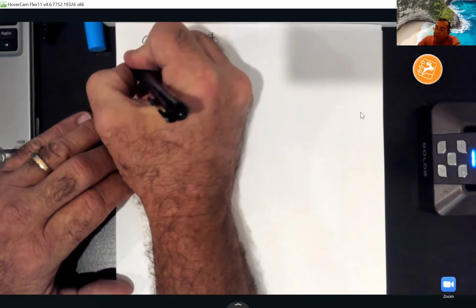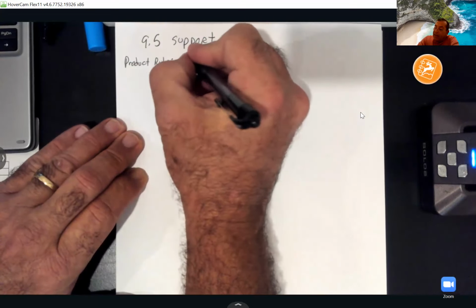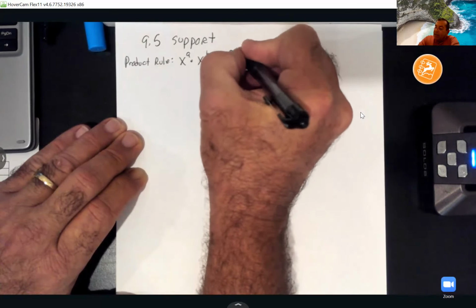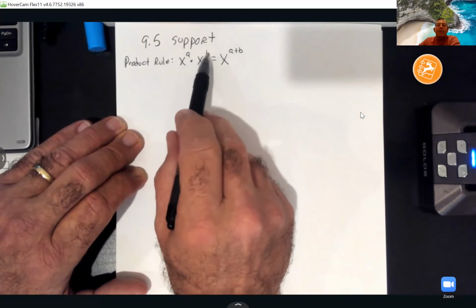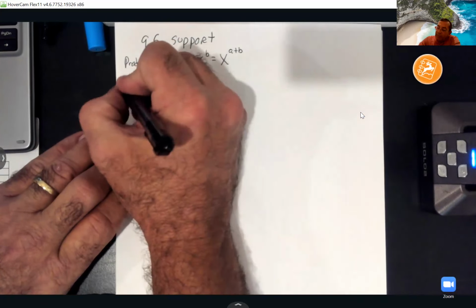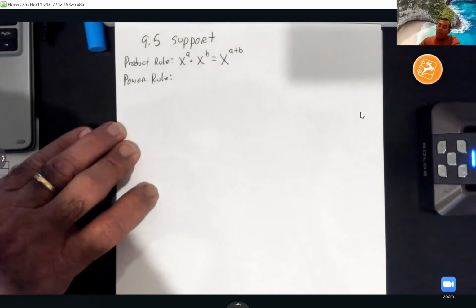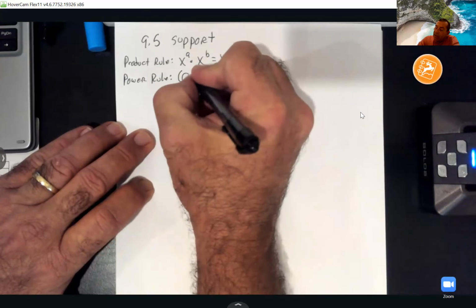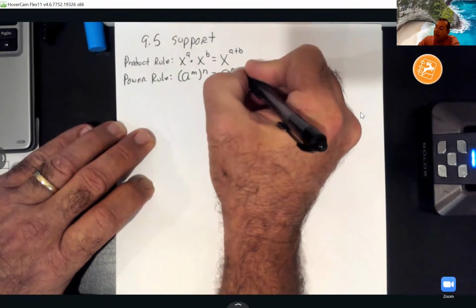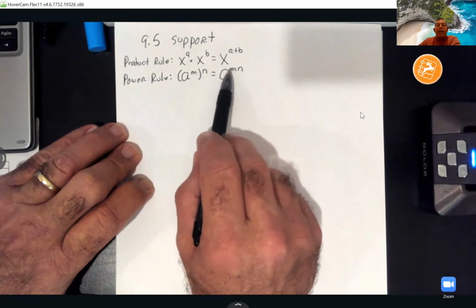So you got a product rule of exponents that says if you got x to the a times x to the b, we add exponents. So x squared times x to the third equals x to the fifth. You added exponents when you multiply variables. Power rule is used when I got an exponent raised to an exponent. So a to the m raised to the n is just a to the m times n. So when you got an exponent raised to an exponent, you multiply the exponents.